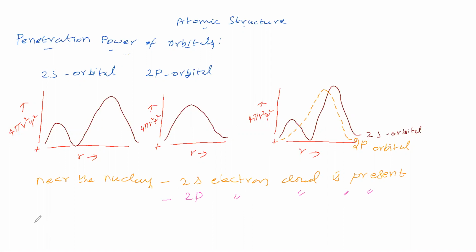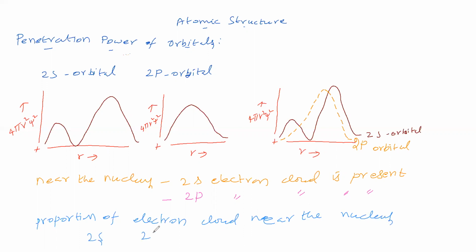Now we will see the proportion of the 2s electron cloud and the 2p electron cloud near the nucleus. If you see 2s and 2p, which is high and which is low, that we have to see. Okay. Now we will take this distance. At this distance, the 2p electron cloud total probability is this much near the nucleus. The 2s electron cloud total probability is this much near the nucleus. So near the nucleus, 2s has the higher total probability and 2p is low. So the proportion of electron cloud near the nucleus, 2s has a higher value and 2p has a lower value.